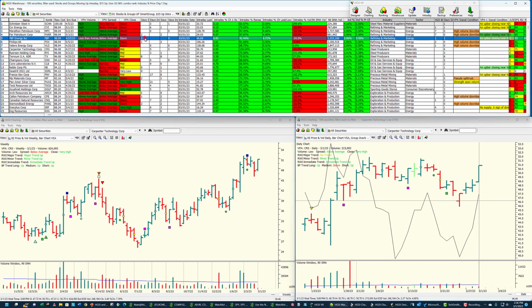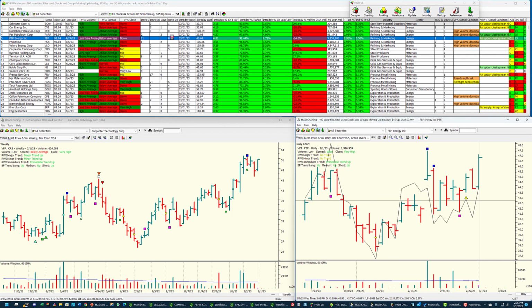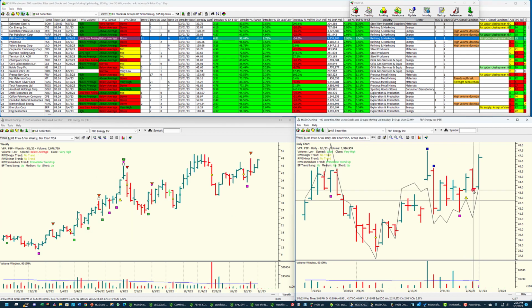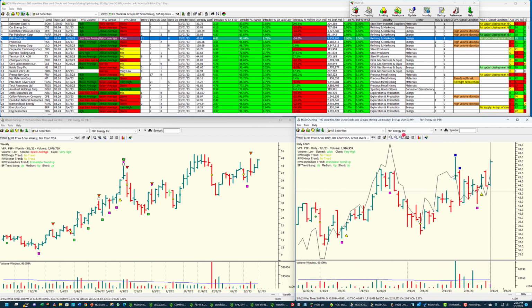Now let's look at PBF Energy. Notice that the 3 crossed the 6 12 days ago, but the VPOC turned negative yesterday. So if I bring this up, it's going to tell me that there was a pullback yesterday, and then today it's starting to move up again. Not with much volume though. So little effort, but a strong result. So what does that mean? It means that there must not be much supply if it is moving up with that little amount of volume.